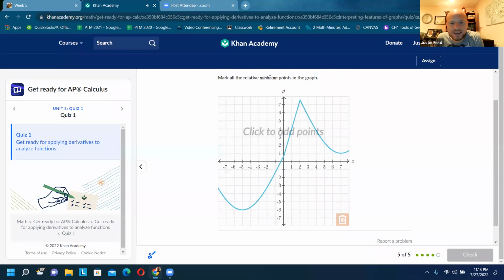Okay, relative minimum points. That's an absolute minimum. And then is a relative minimum an absolute? Is it absolute minimum or relative minimum? Well, relative to the points around it, it is a minimum. So is it a relative minimum? I think so.